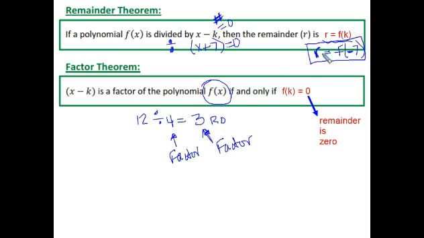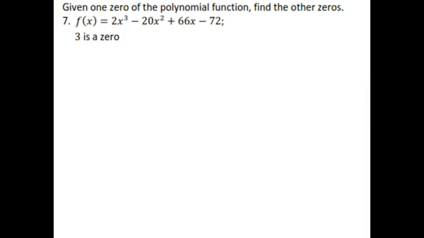So when our remainder is 0, when we get an answer of 0, we know that these two pieces, our divisor and our quotient, are factors of our original number, or in this case, our original polynomial that we're starting with. Sometimes it's hard to understand those theorems when they're written in words, so I think looking at an example will really help us understand what these theorems mean and how they work. So given one zero of a polynomial function, we want to find the other zeros.